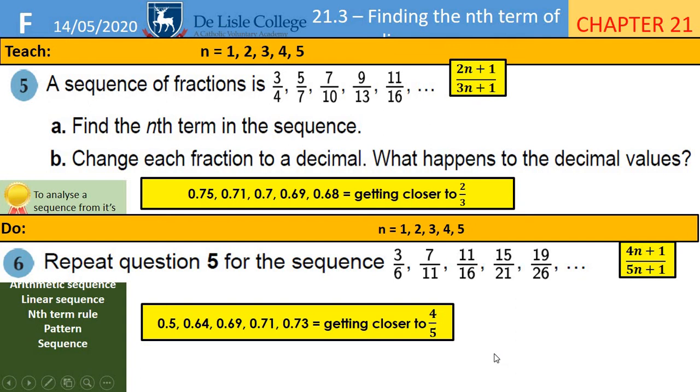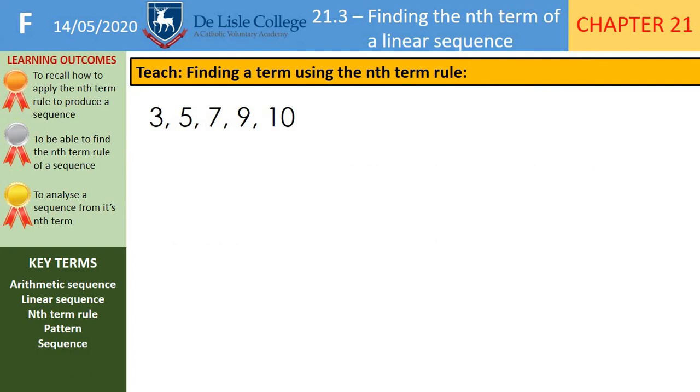Okay, so really well done if you got that. If you're a bit unsure, don't worry. Sorry if I confused you by having a plus 1 there. So it's a subtract 1, but it still works the same way with cancelling them out, so that's not a problem. Right, next thing, finding a term using the nth term rule.